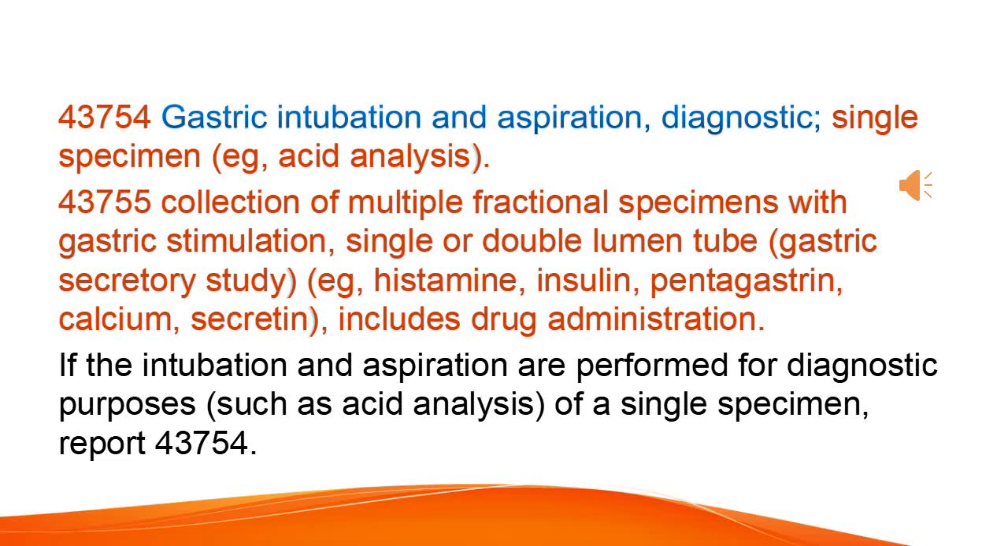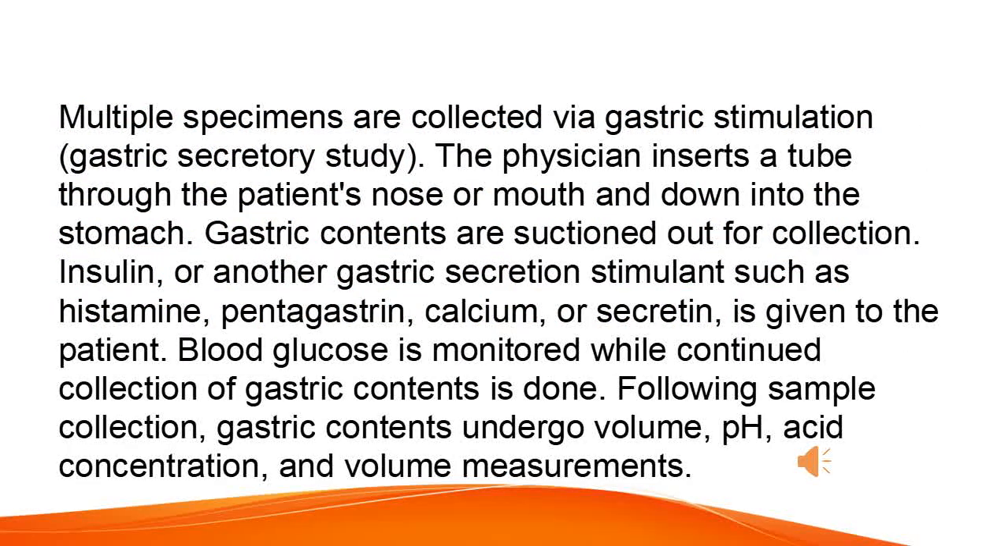Multiple specimens are collected via gastric stimulation. Gastric secretory study. The physician inserts a tube through the patient's nose or mouth and down into the stomach. Gastric contents are suctioned out for collection. Insulin, or another gastric secretion stimulant such as histamine, pentagastrin, calcium, or secretin, is given to the patient. Blood glucose is monitored while continued collection of gastric contents is done. Following sample collection, gastric contents undergo volume, pH, and acid concentration measurements.